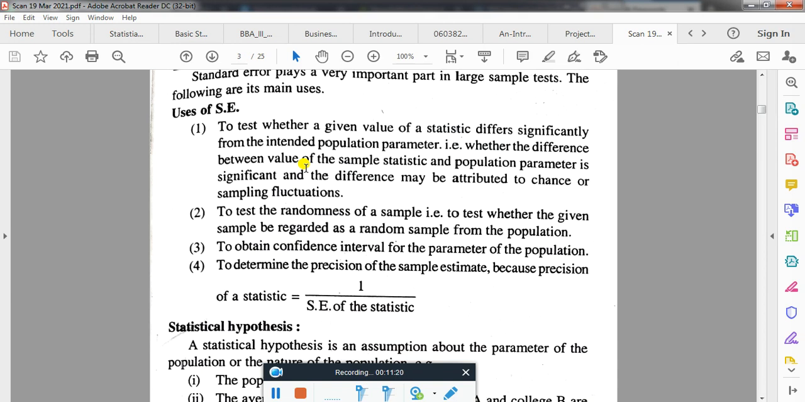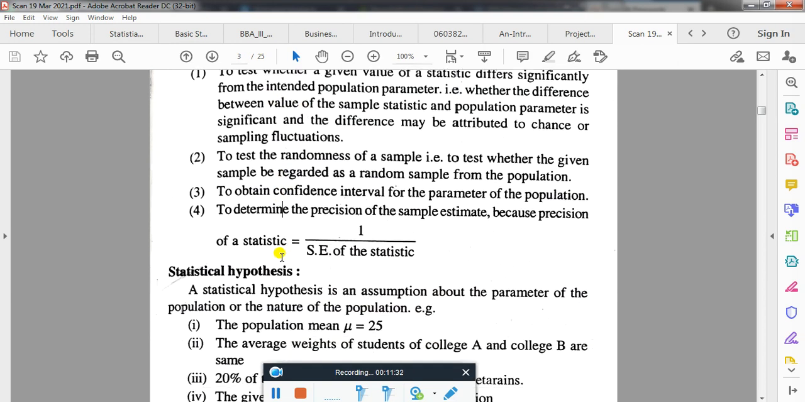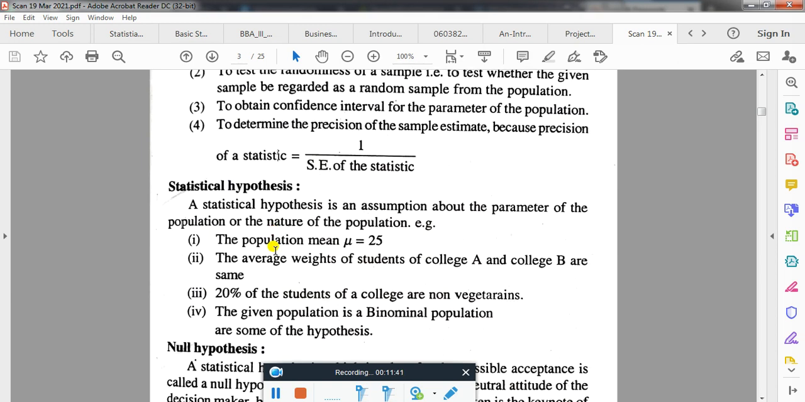Then, to obtain the confidence interval for the parameter of the population, when you are defining any parameter, you should stretch the value up to some extent that you are going to allow. So again, one more use of SE is to determine the precision of the sample estimate, because the precision of a statistic is 1 upon the standard error of the statistic.